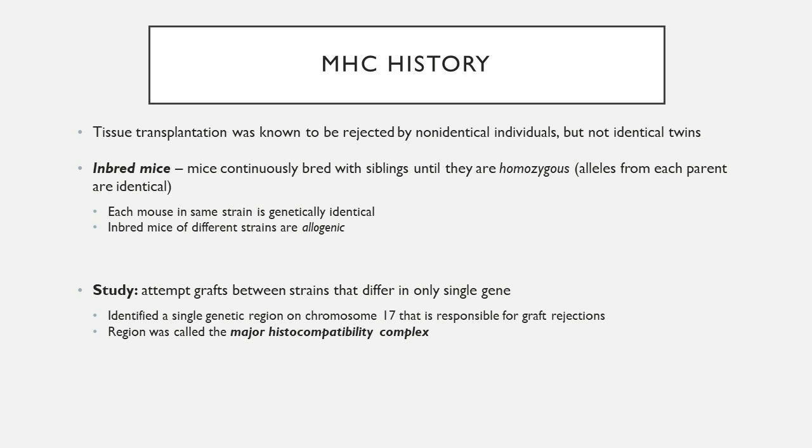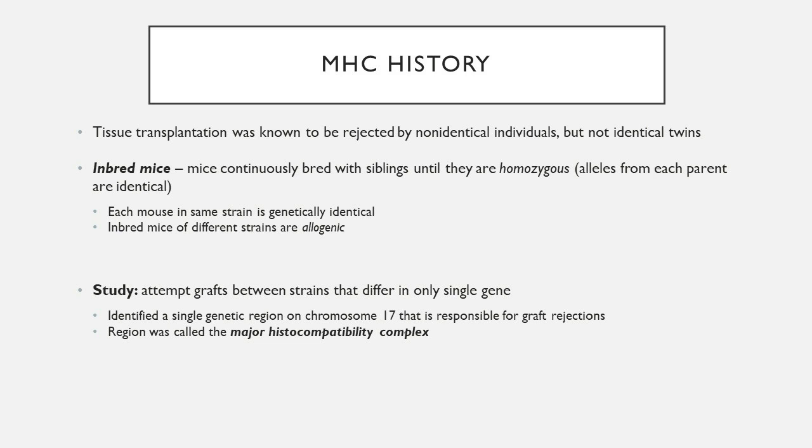So now, before discussing the functions of the major histocompatibility complex, I'd like to talk a little bit about the history of its discovery. It had been known for a long time that tissue transplantation would be rejected by non-identical individuals, but could be successful through identical twins, right? So it was known that this was somehow based on genetics, but this was still poorly understood.